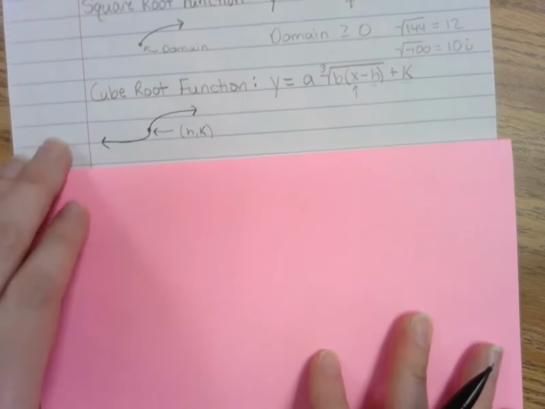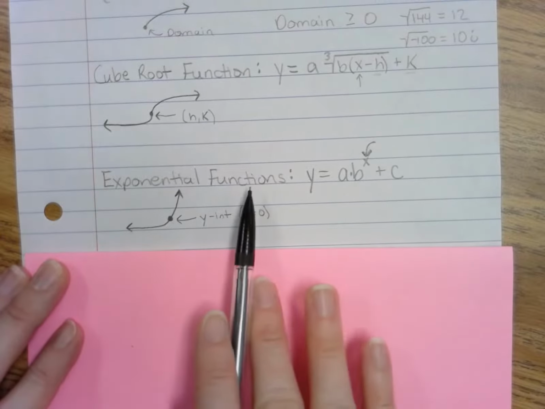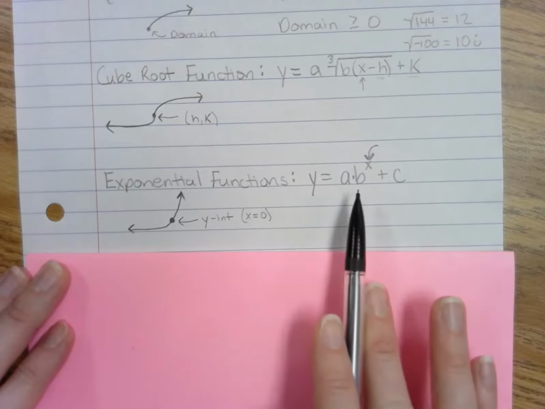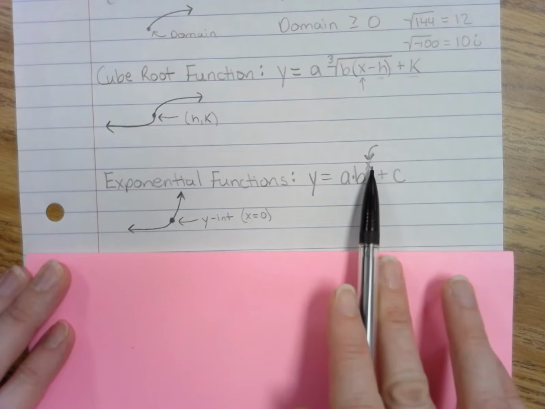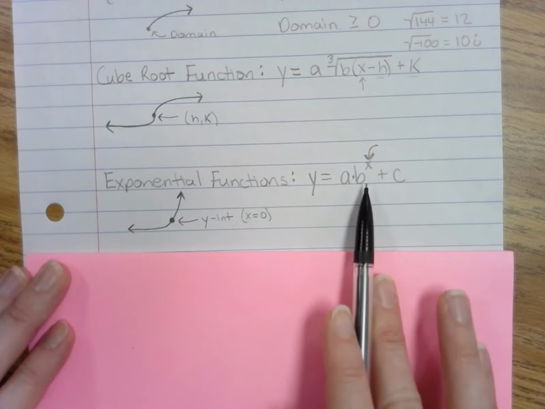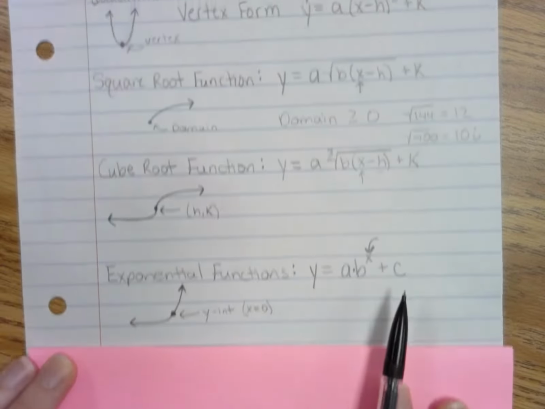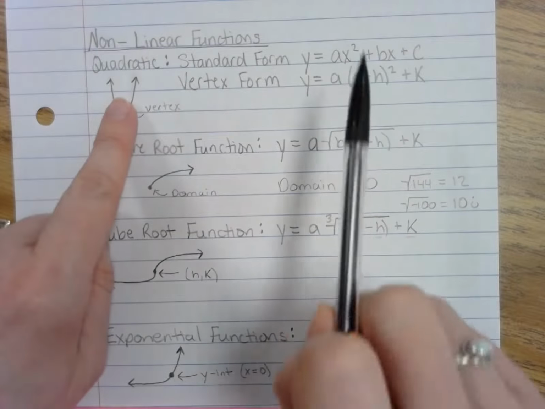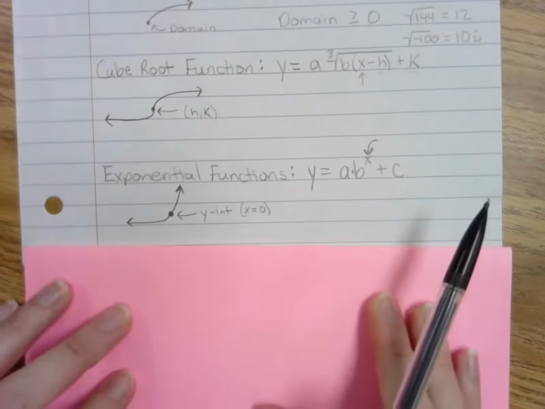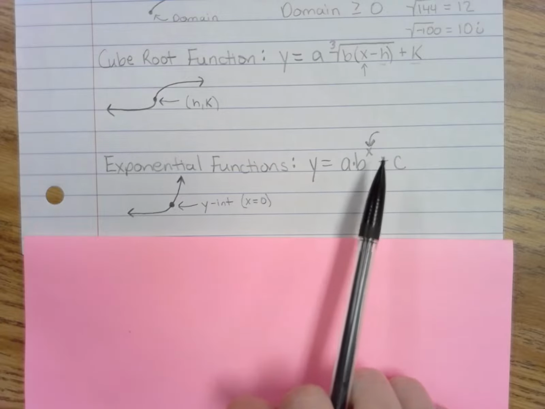Let's look at our third nonlinear function that we'll work with in this lesson. They are called exponential functions. Exponential functions are in the form y equals a times b raised to the x power plus c. So notice how I'm pointing out that the x, the variable, is in the exponent. Do not confuse exponential and quadratic. Quadratic, you need to see your variable being squared. Exponential, the x, or your variable, is in the exponent.